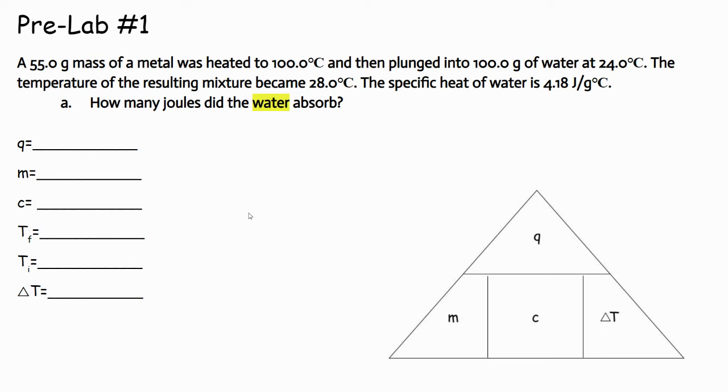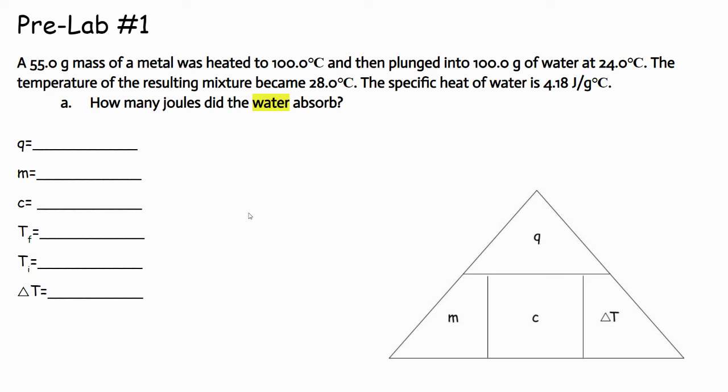So let's talk about what's happening. I have metal, I've heated it to 100 degrees Celsius. I have a cup of water, it's at 24 degrees Celsius, and there happens to be 100 grams of it, so there's 100 milliliters of it. I then stick the metal into the water, and once I do that and let it sit for a while, both become 28 degrees Celsius, because the metal and the water are together, so they're going to end up at the same temperature.